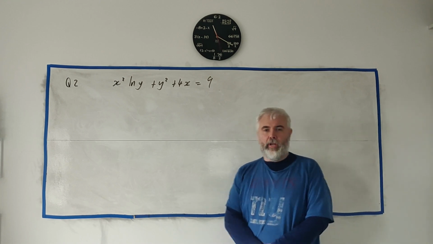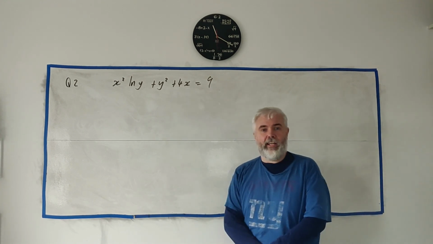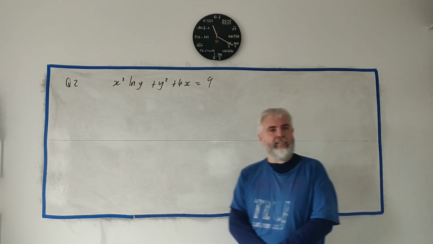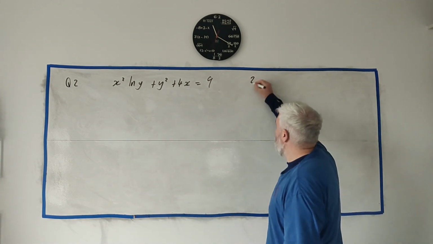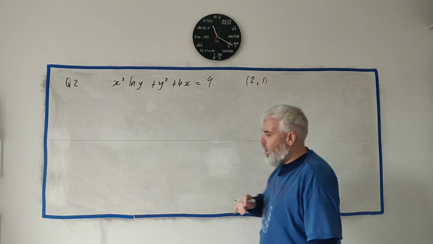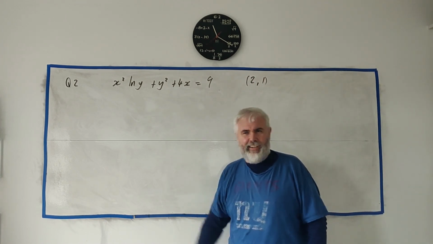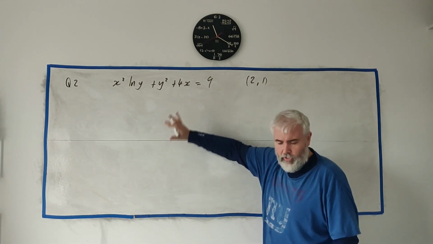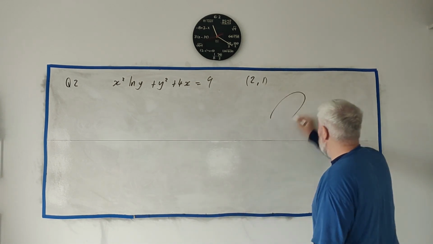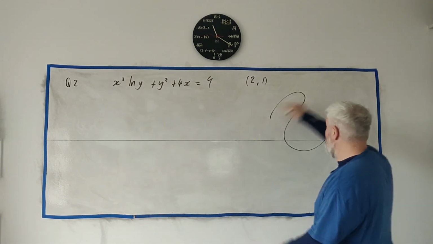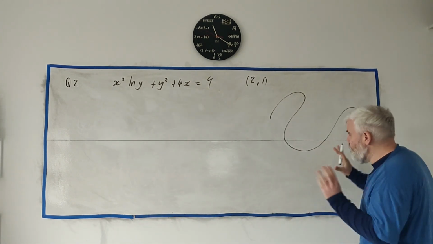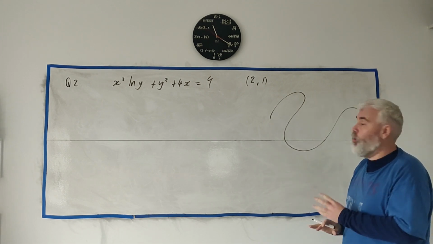In question 2, we're given this extremely complex looking curve and we're asked to find the gradient of this curve at a certain point, at point 2, 1. Usually I like to draw a curve if I can. I can't even begin to draw this one. But let's just say it looks like this. Because there's x's and y's, it could actually go back in on itself. So who cares what it looks like? It's some sort of curve.